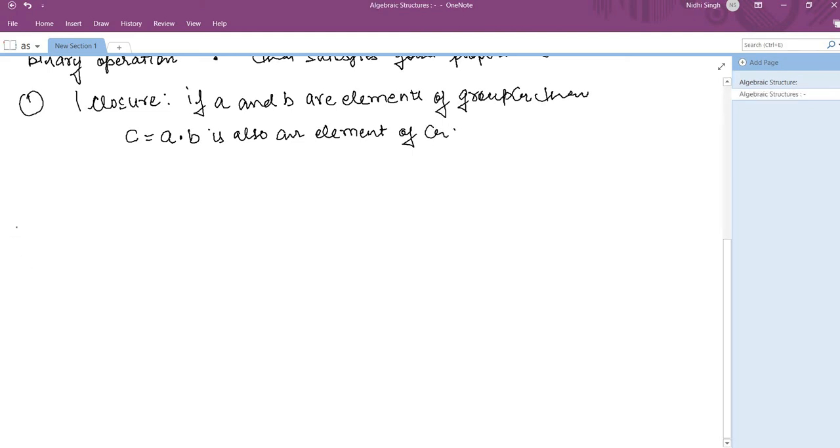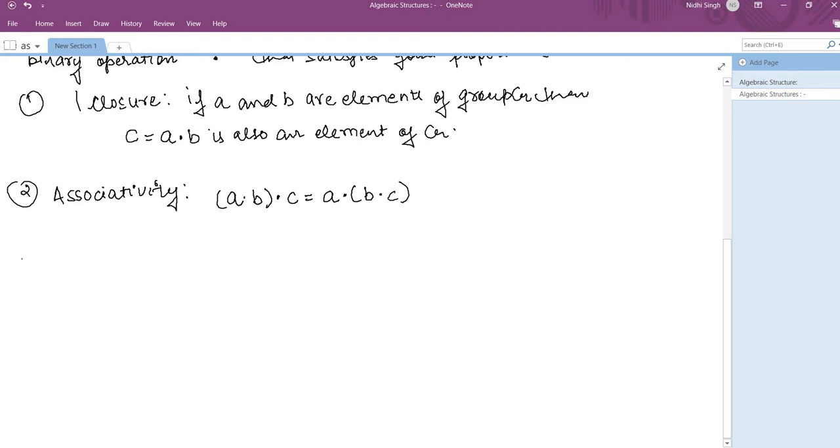Now the second property. The second property involves three elements: A, B and C. If A, B and C are elements of the group, then it should follow the property of associativity.